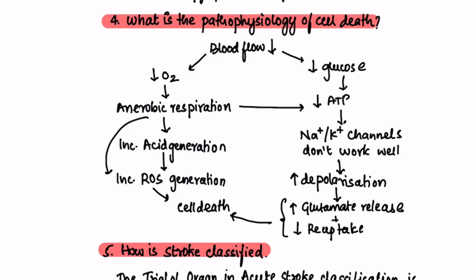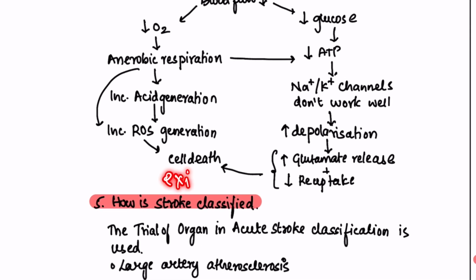There is also another branch of pathology where there is decreased glucose, so there is decreased ATP production, and also anaerobic respiration provides less ATP, so this is another cause. These two together will cause a decrease in sodium potassium channels. This will cause an increased depolarization of the cell, and the cell over here is a neuron, and that will cause increased glutamate release and reduced reuptake, and this will cause excitotoxicity and further cell death.